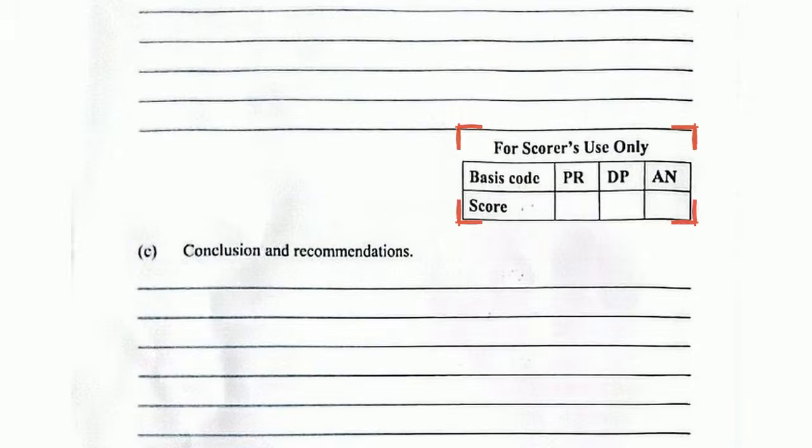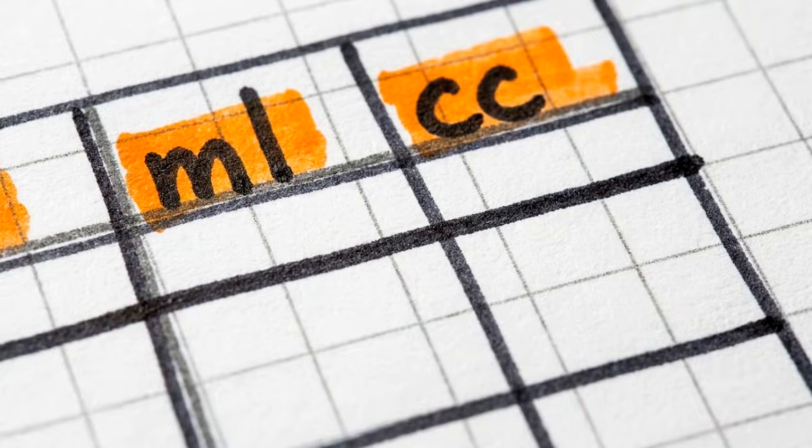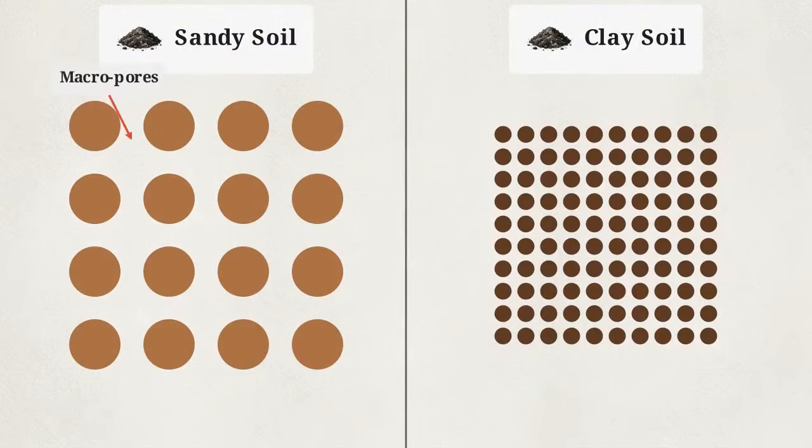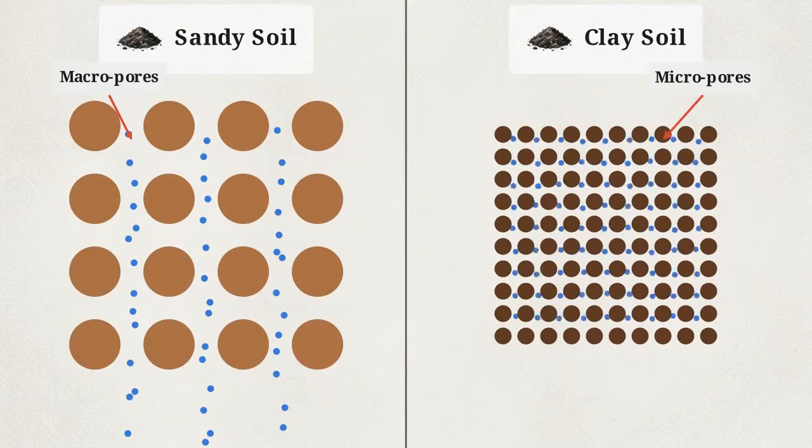The next phase covers procedure, data presentation, and analysis, codes PR, DP, and AN. You need numbered logical steps and a strictly ruled table labeled with milliliters or cubic centimeters. Analysis, code AN, requires you to use your numerical data to explain the underlying soil mechanics. Sandy soils with large macropores cause rapid leaching, while tightly packed clay micropores hold water.